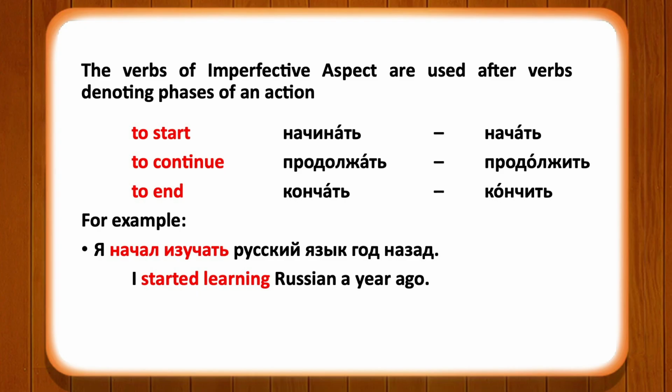For example, я начал изучать русский язык год назад. Начал изучать. Изучать is an imperfective verb. Because we are using a verb which indicates to start, you will always be combining it with a second verb which will belong to the imperfective aspect. So я начал изучать русский язык год назад means I started learning Russian a year ago.